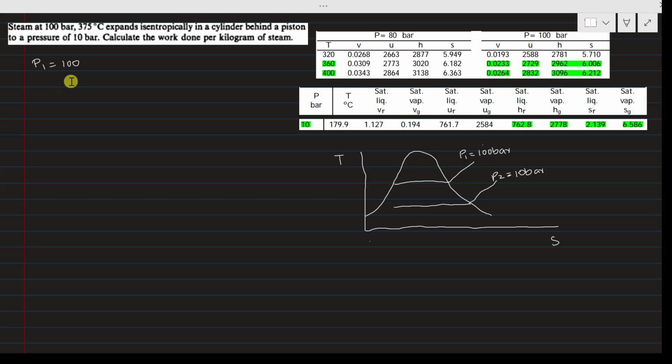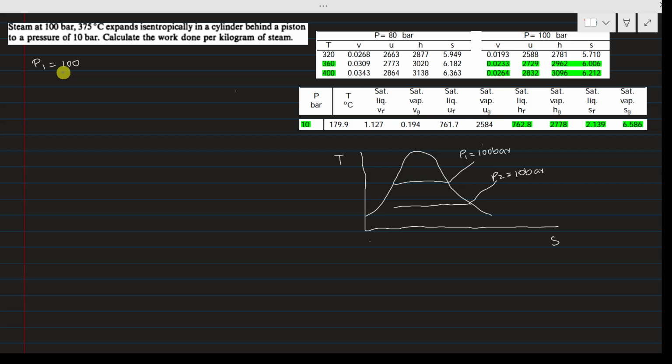In this video we will solve example 4.6 from the book Applied Thermodynamics, McConkey and TD Eastop. Here is the statement of example 4.6. Steam at 100 bar, 375 centigrade expands isentropically in a cylinder behind a piston to a pressure of 10 bar. Calculate the work done per kilogram of steam.